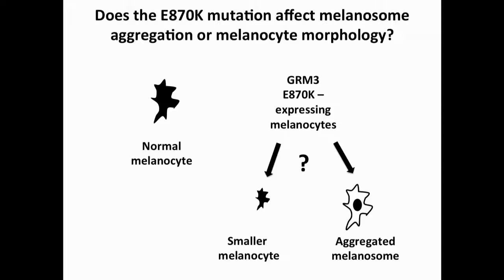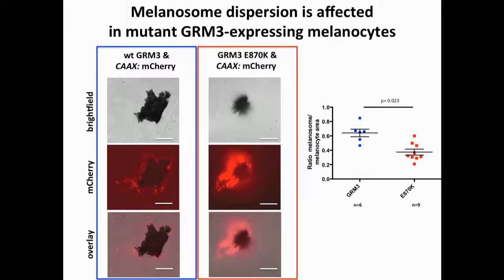To address this question, what we did was to use a membrane marker, kils, that drives mCherry, so we were able to check for the melanocyte area. Here you can see, when we inject the wild-type glutamate receptor 3, that the area of the melanocyte and the melanosome is pretty much the same. But when we inject the E870K construct with the kils marker, we could see that the area of the melanocyte is much bigger than the melanosome.